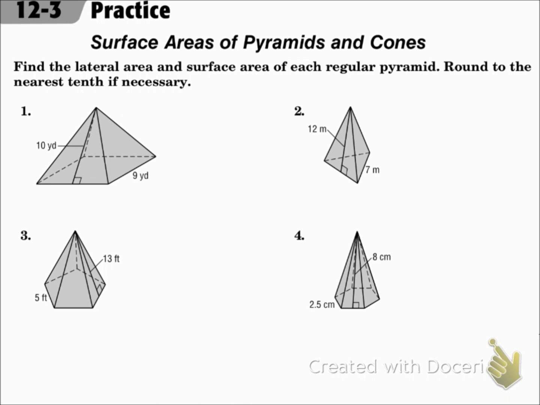This is lesson 12.3, surface areas of pyramids and cones. Your objectives are to find the lateral areas and surface areas of pyramids and cones. Find the lateral area and surface area of each regular pyramid. Round to the nearest tenth if necessary.